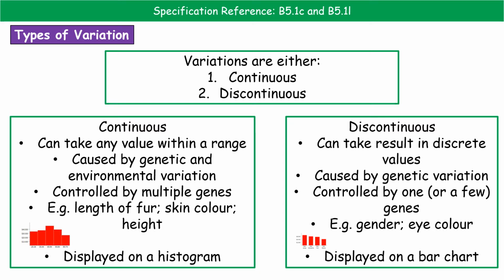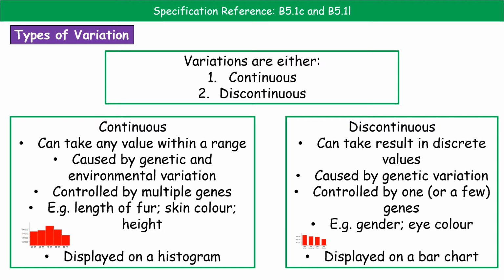When we consider variation then, what we find is we can split it into two categories. We will either have continuous variation or discontinuous variation. If we talk continuous variation, this is something that can take any value within a range. So a great example here is things like height or the length of fur. Because it's not just one thing or another, your height could be anything within a big range. So you could be 182 centimeters, 182.1 centimeters, etc. So we have a whole range of values that it could be.